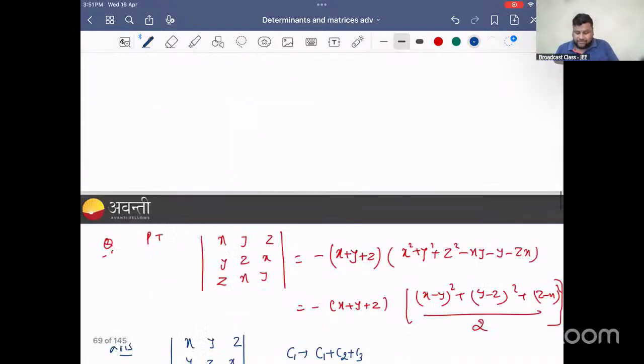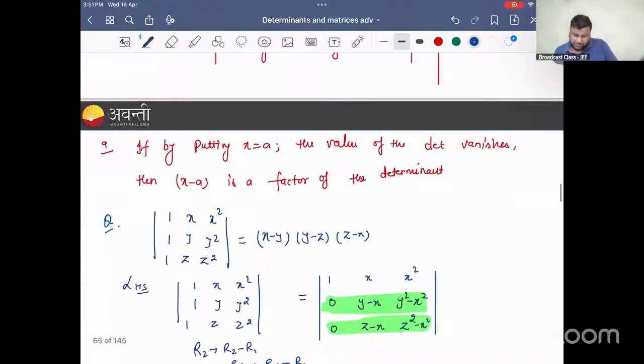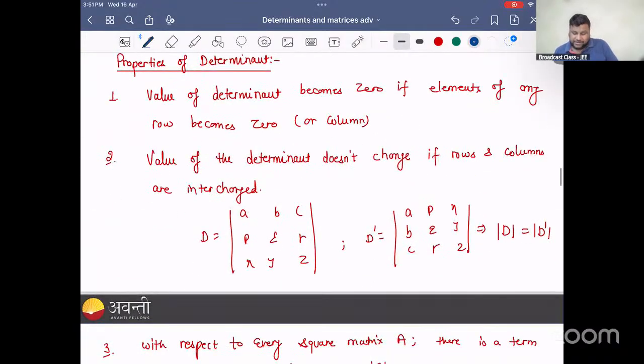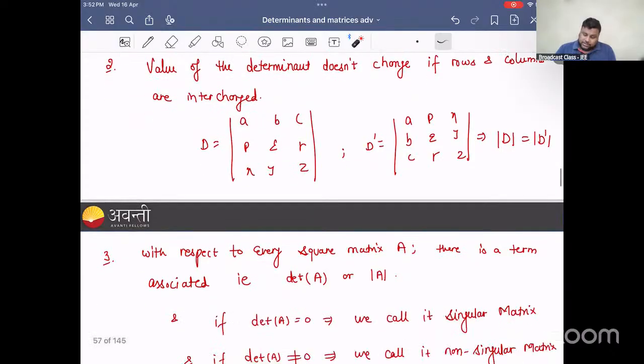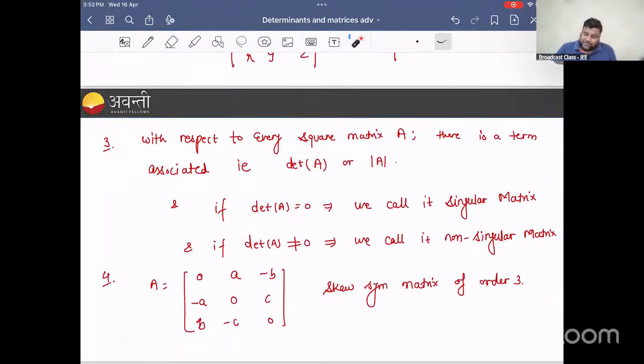Now what all have we done today? We were dealing with the properties of determinant. First property that I told you: the value of a determinant becomes 0 if any row is totally 0. If a row is 0, the value is 0. Then the value of a determinant does not change if rows and columns are interchanged. And from this we have derived that the determinant value of a skew symmetric matrix of odd order, like third order, fifth order, will always be 0.